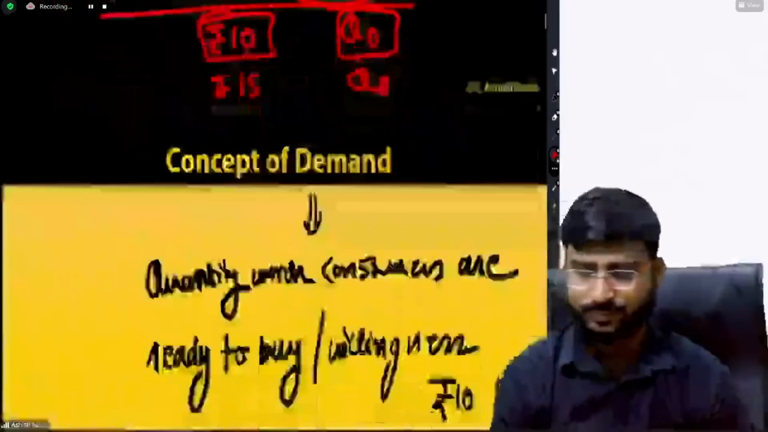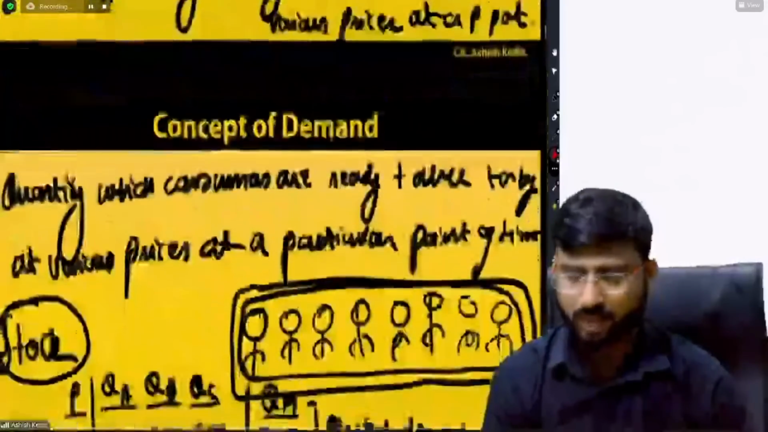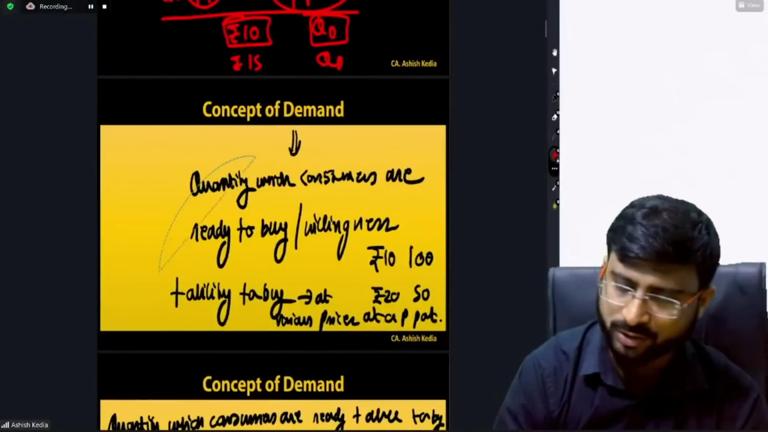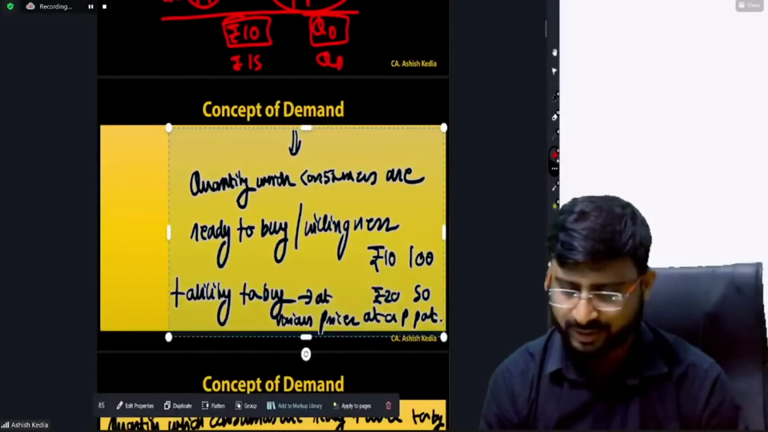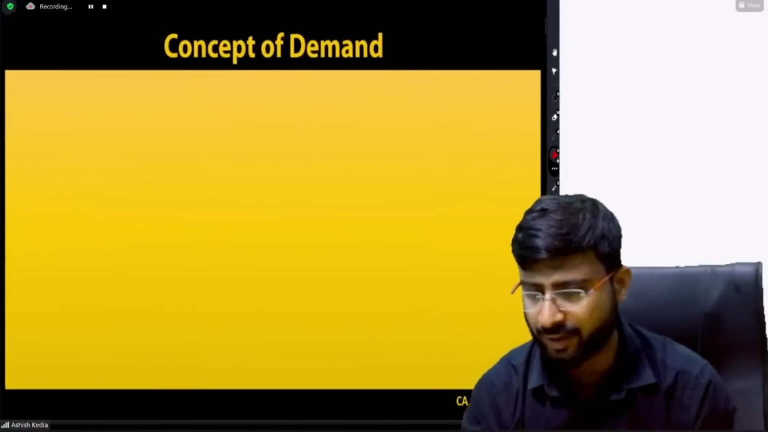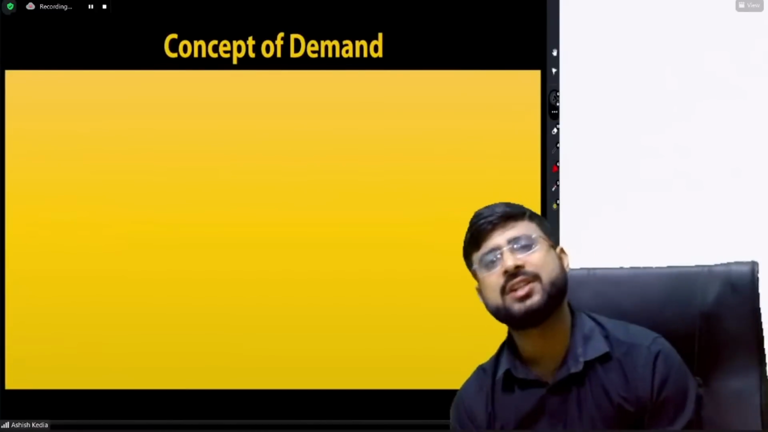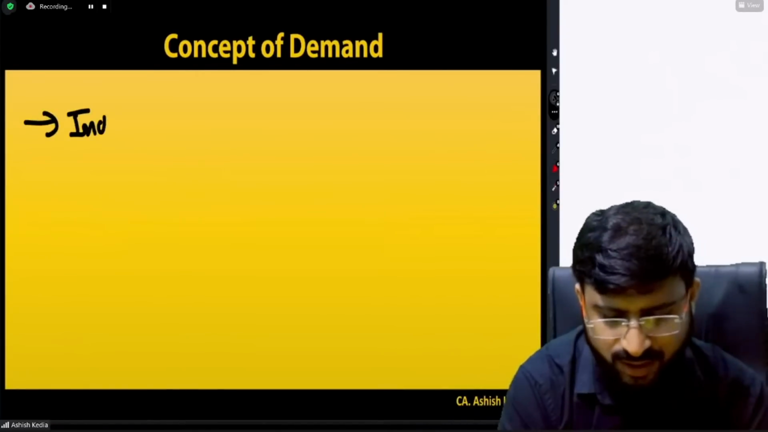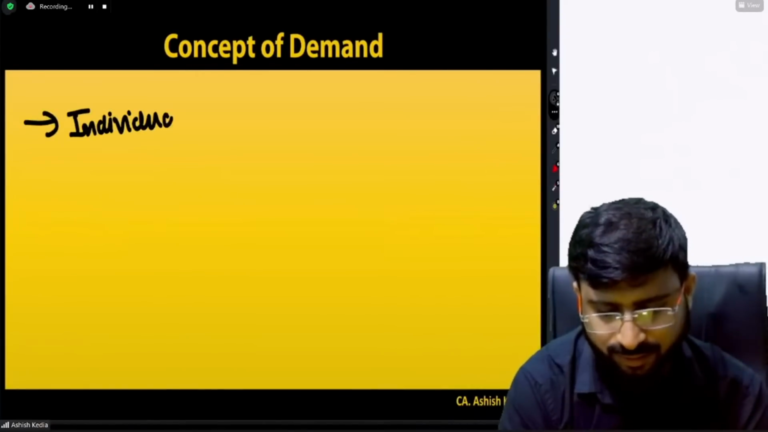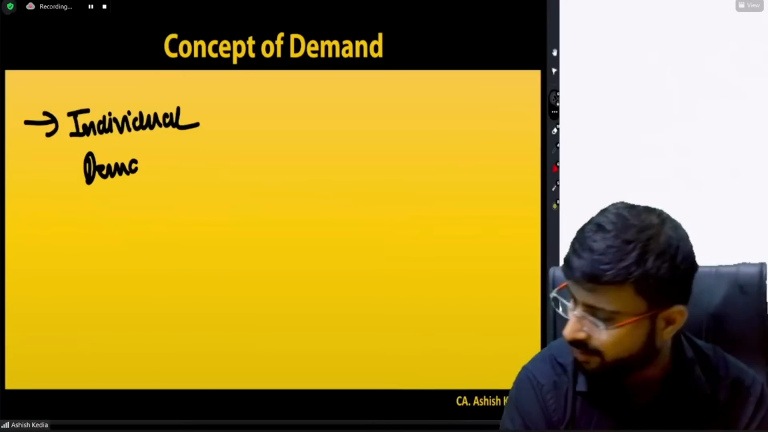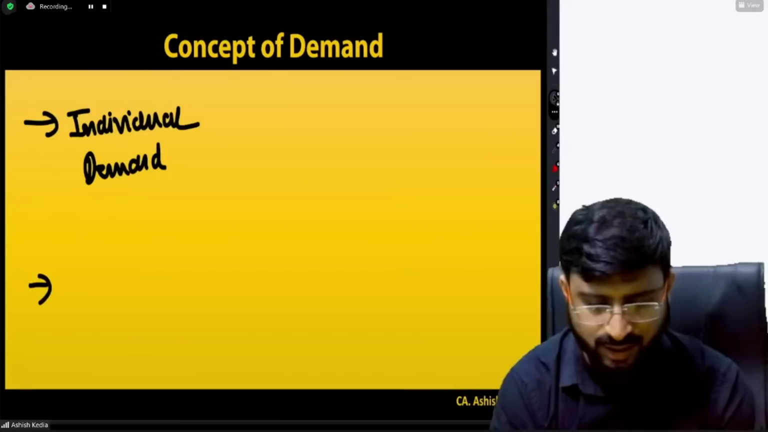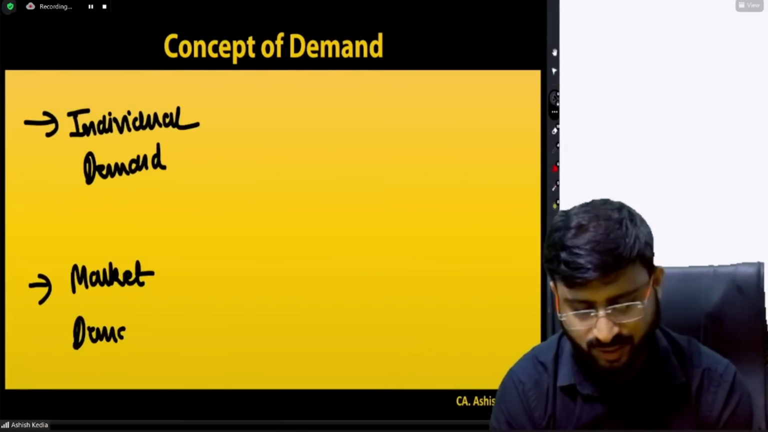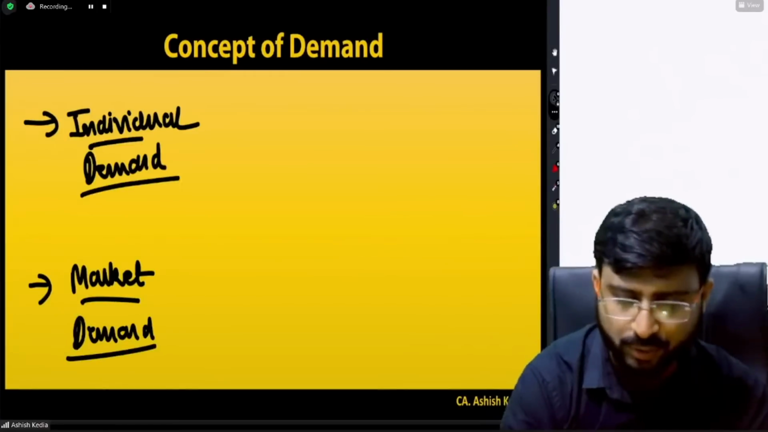Okay, great. Now that we have cleared it, there are two concepts, friends, that you all need to understand, so please pay attention, everyone. There are two major concepts related to demand. Number one is individual demand. Number two is market demand. Please have a look at these two concepts. You all tell me what difference you see.